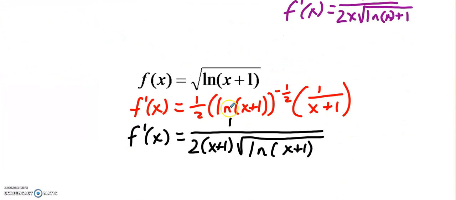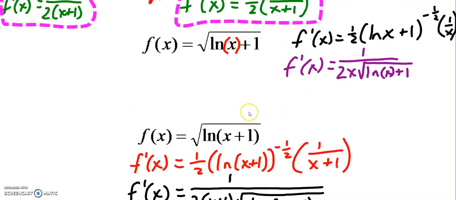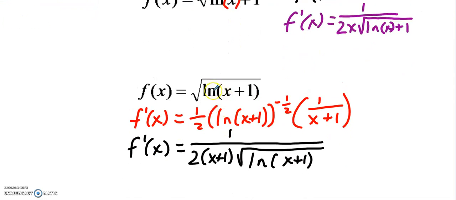And then the third one, it's very similar to the second one, except for now we're taking the natural log of the quantity x plus 1. We start out the same way, though, chain rule. So 1/2 ln of x plus 1, all to the negative 1/2, times the derivative of the inside. The derivative of the natural log of x plus 1 is 1 over x plus 1. And now I rewrite that as f prime of x equals 1 over 2 times the quantity x plus 1 times root ln of x plus 1.